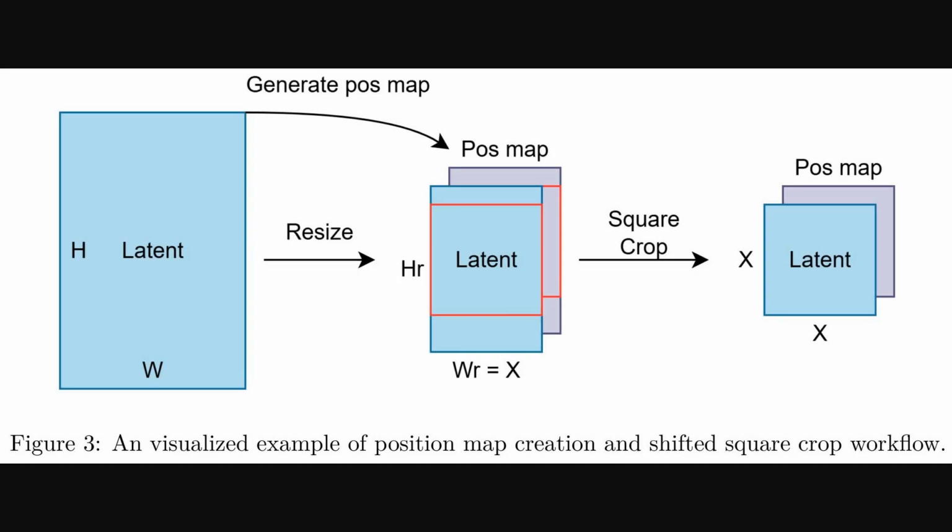So the previous figure detailed the backbone blocks and conditioning. Figure 3 illustrates the shifted square crop workflow, which prepares arbitrary aspect ratios without complex bucketing. The left panel shows a latent with height and width, then a resize sets the smaller side to X while a position map is generated to encode coordinates. The middle panel highlights that crops can shift over the resized latent, so training sees many views of the same image. The right panel shows the final X by X crop paired with its matching position map for diffusion training.